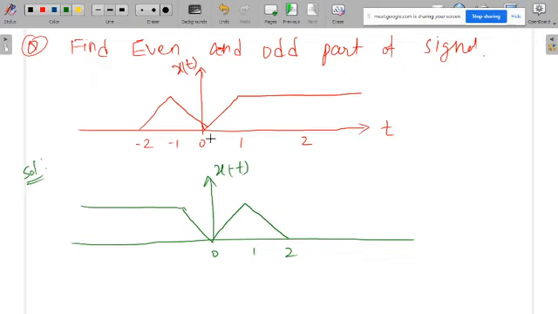Now, what happens if you add these two diagrams? Because to find the even part, you have to add these two diagrams. I'll write here temporarily, but on the next page I'll write clearly. Now if you add these two signals, before t is equal to minus 2, originally there is no value. What we are going to find is x of t plus x of minus t.